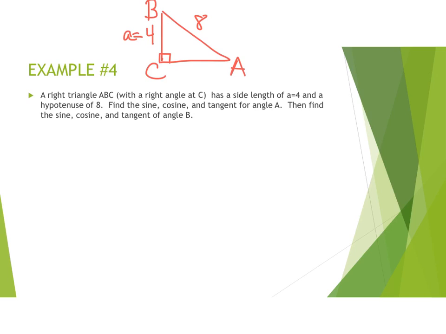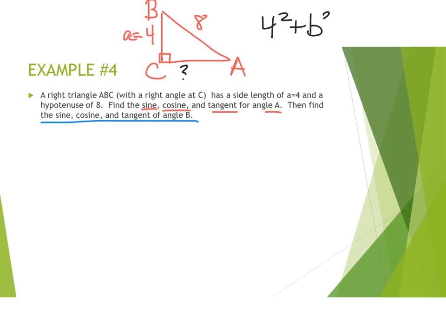So they didn't give us all 3 sides. So we know already that's going to be the first thing we have to do. And then it asks us to find sine, cosine, and tangent for angle A, and then turn around and also do all 3 trig functions for angle B. So lots to do here. Let's see how quickly we can go. We have to start by first finding this third side. Let's set up the Pythagorean theorem.